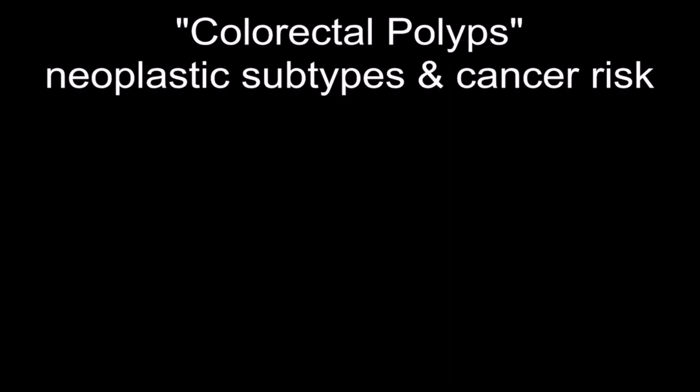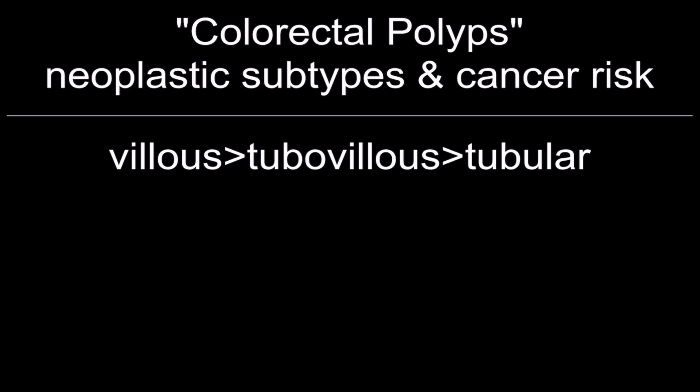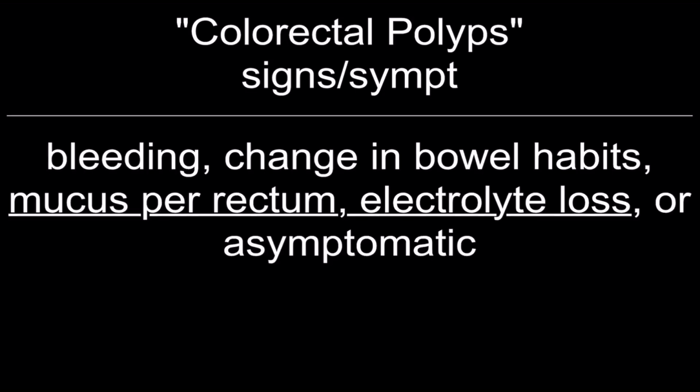Neoplastic subtypes and cancer risk. Villus is the most cancerous, and then you have tubovillous, and then tubular is the least cancerous. Signs and symptoms of colorectal polyps: bleeding, change in bowel habits, mucus per rectum, electrolyte loss, or asymptomatic. What's the treatment for colorectal polyps? Endoscopic resection.